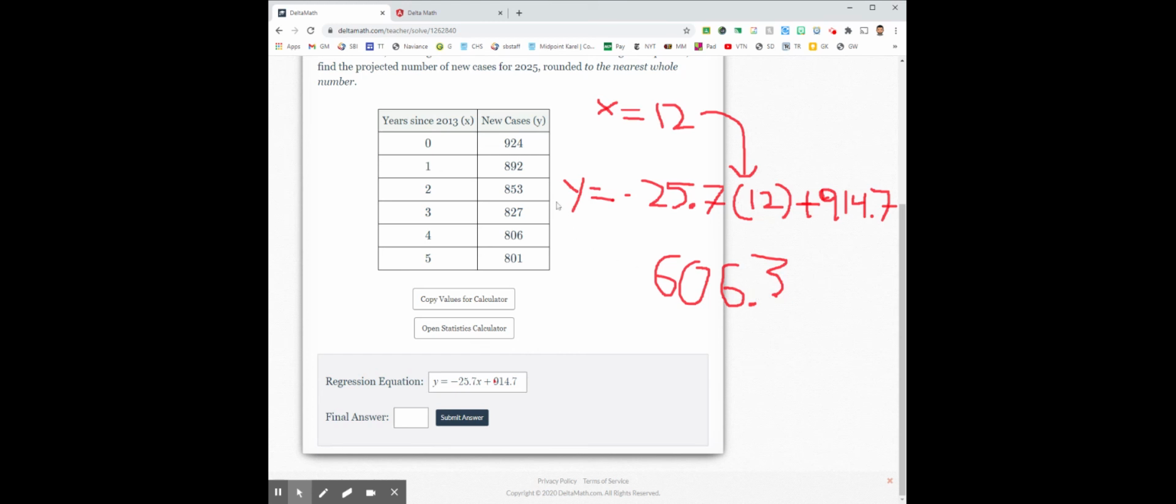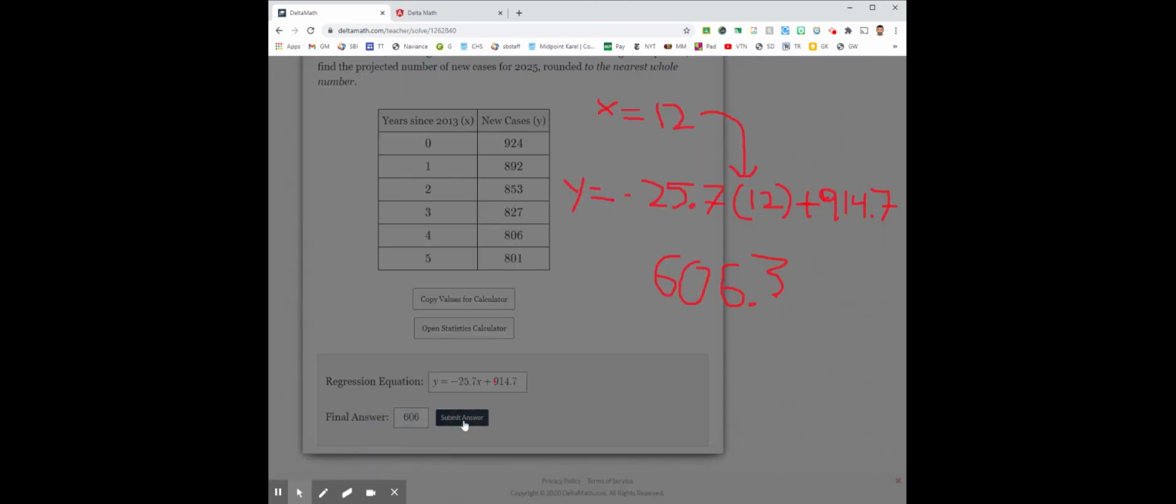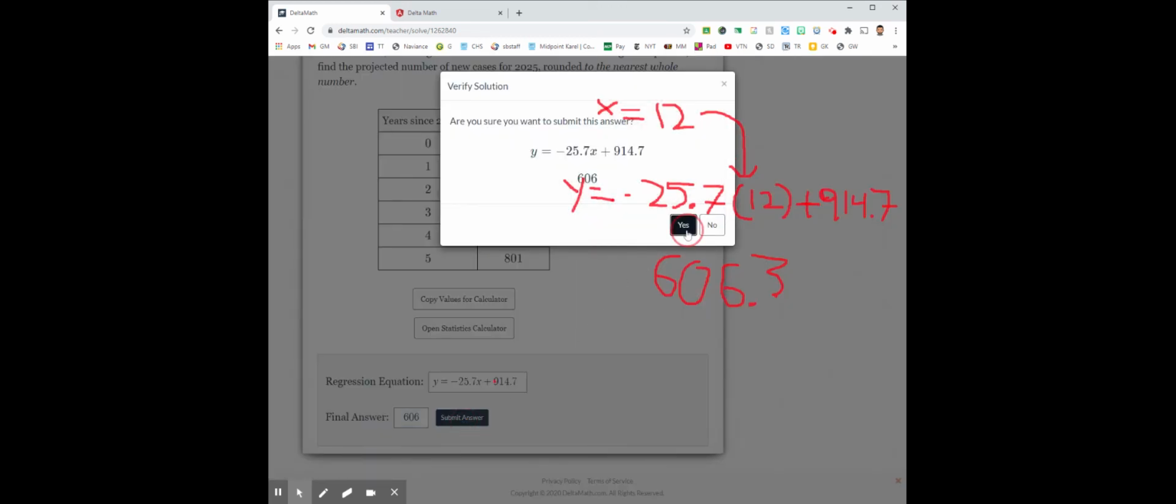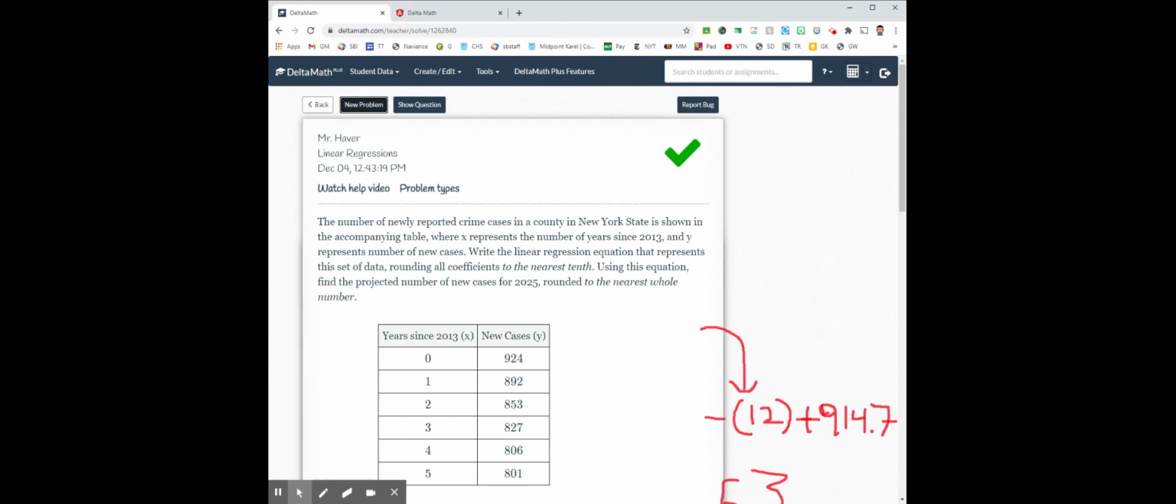606.3. That makes sense. Generally, the trend is going down. And here this says that my trend is going down by about 25, 26 cases per year. So I'm going to guess my final answer is 606. But it asked me the nearest whole number. So you round it down to 606. We're going to just drop that 0.3, and I'm going to answer 606. And I got it right.